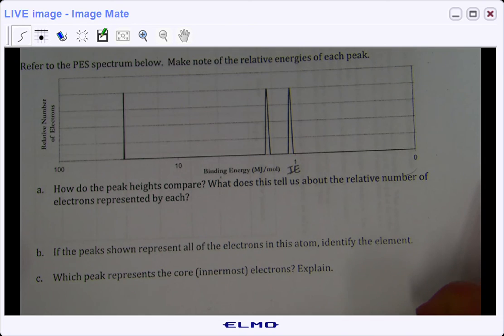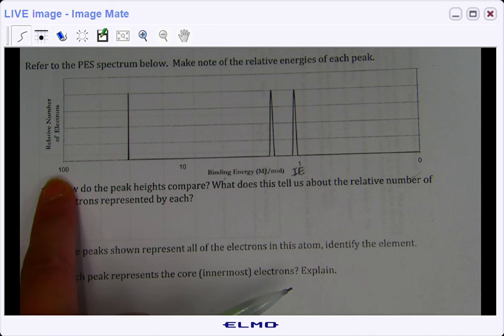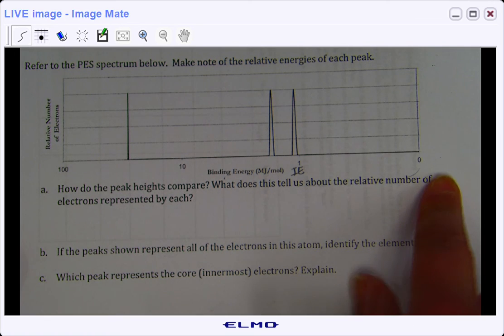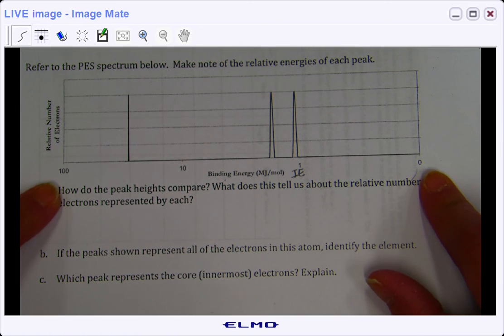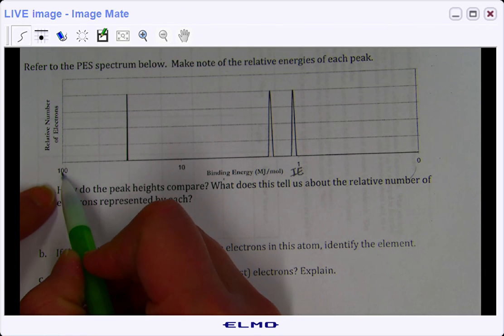Now be careful, because on your test in May, they may give you ionization energy from large to small, or they may flip it and go small to large. So you need to pay attention to this bottom part here. This is going large to small.